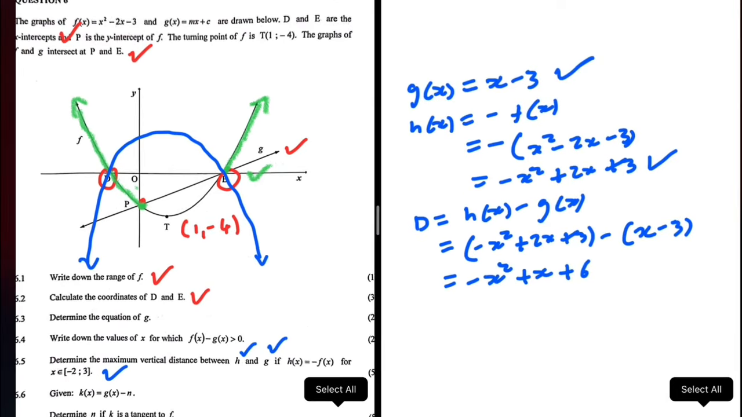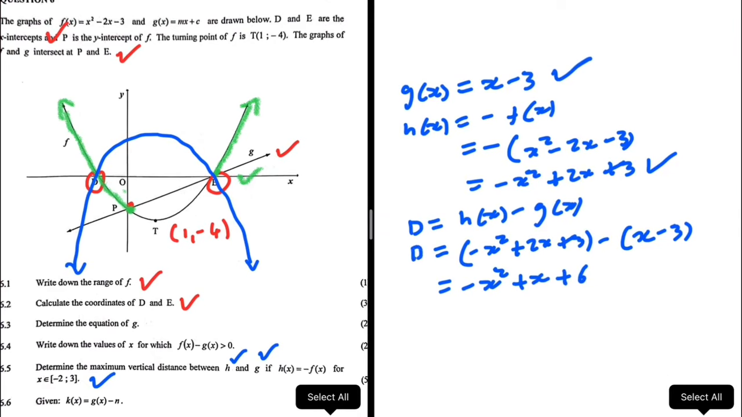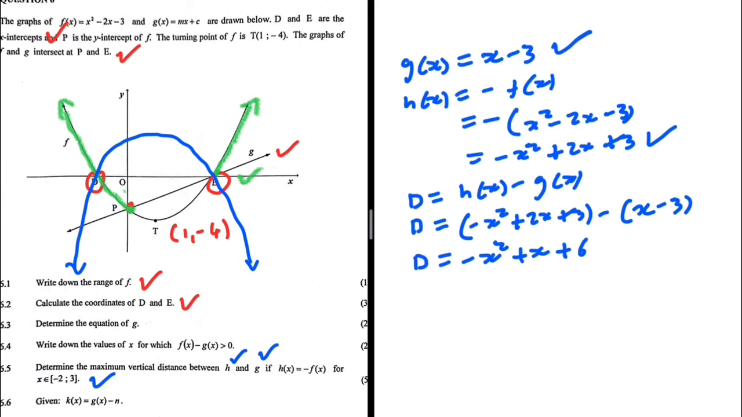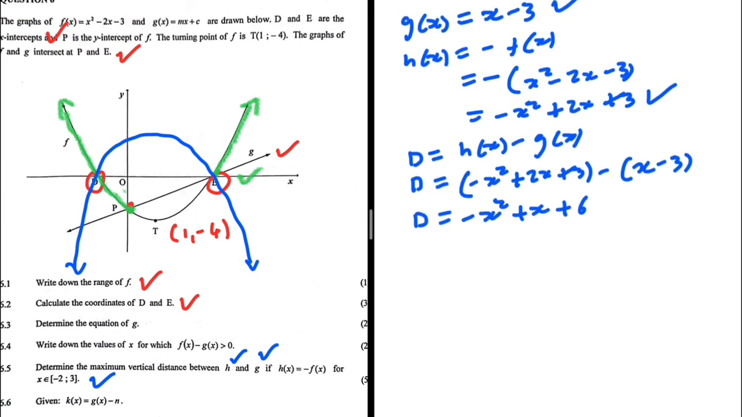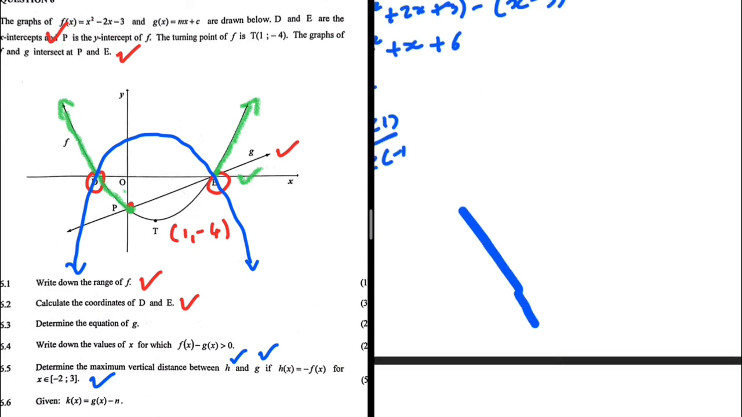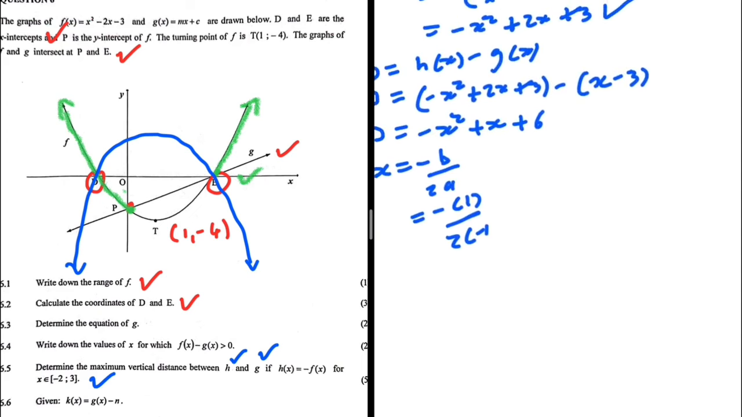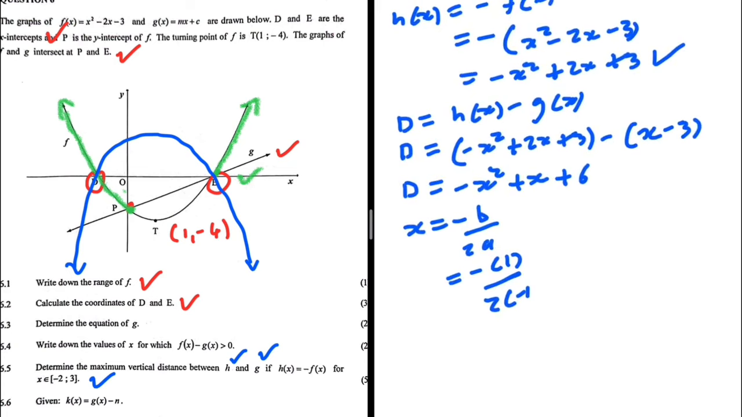So this is the distance we are working with here. In order to find the maximum, we need to either differentiate this and equate to 0, or find the x value of the turning point. The x value at the turning point is minus b divided by 2a. Minus b is 1, the coefficient of x, and a is minus 1. So we have x equal to minus 1 divided by minus 2.